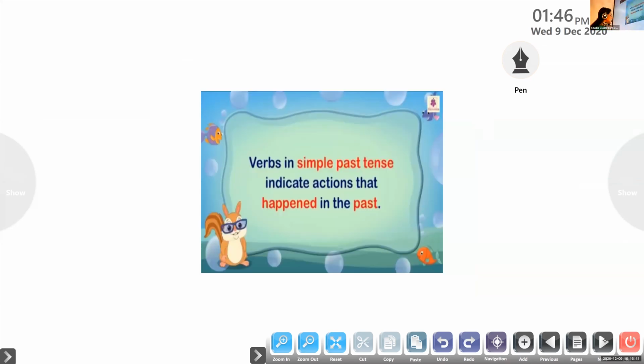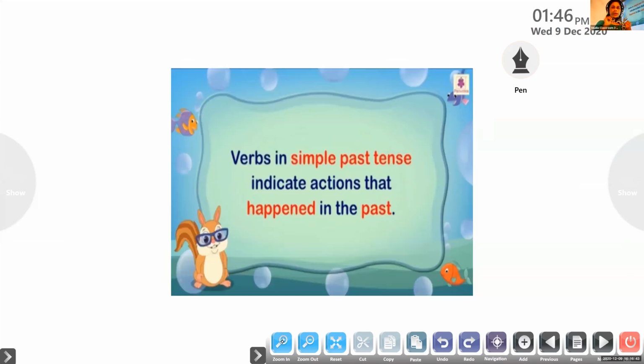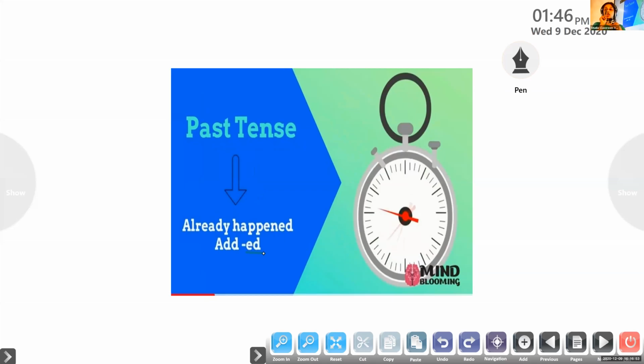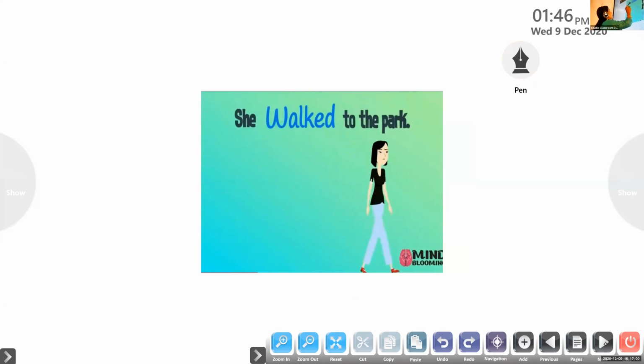Now we'll move on to the past tense. As we know, the past tense indicates an action that has already happened. So how are we going to write the verb? We have to add ed to the verb to show that the action is in the past tense. But this rule doesn't apply for all the words. See here, she walked to the park. So this walked is in the past tense.